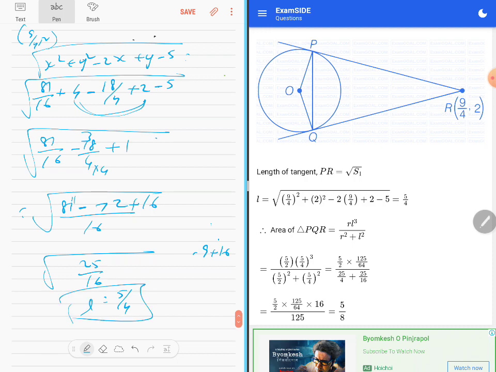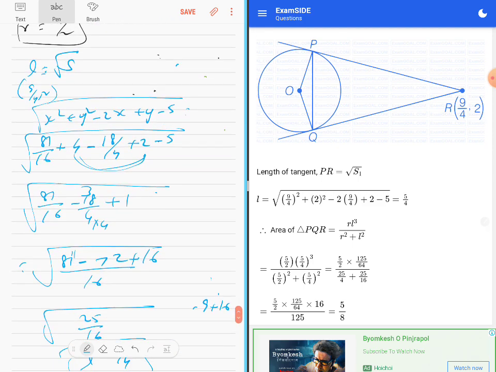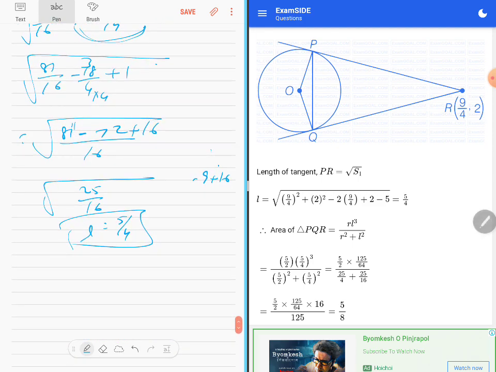So therefore, to find the length of the tangent passing through a point for a given circle, both the tangents will be of equal length by congruency. And so to find the length, you can just take the square root of the circle's equation. So you get L to be 5 by 4. Once you get the length, you can substitute in the formula. The area of the triangle is R into L cube by R square plus L square, right?